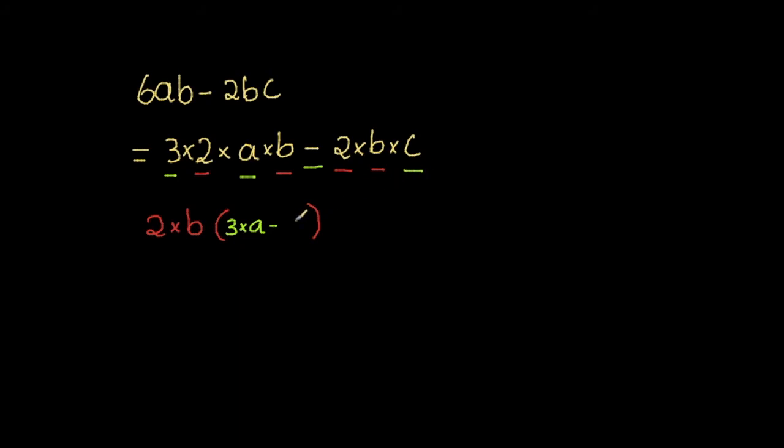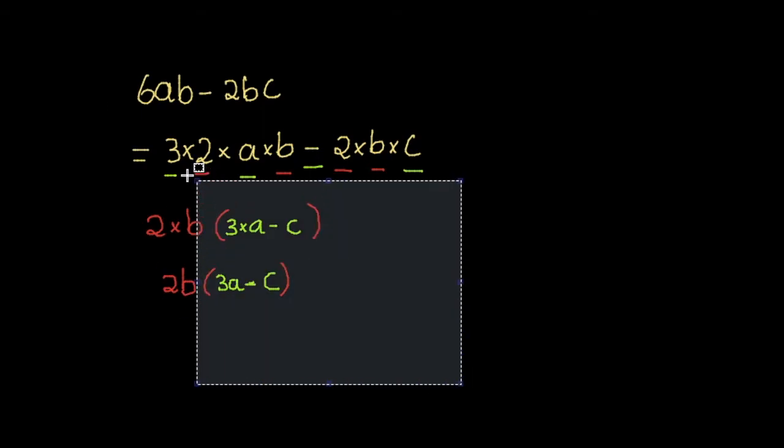Let's simplify this part a little bit because it doesn't look great. Let's switch back to the red color. 2 times b is just 2b. Then we open those brackets, and what do we put inside? Just 3 times a, which is 3a, and now just minus c. And that is it. Hopefully that made sense. Let us try one more example, and feel free to try out those examples before we solve them.